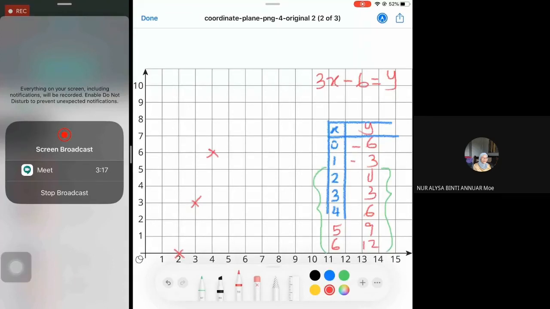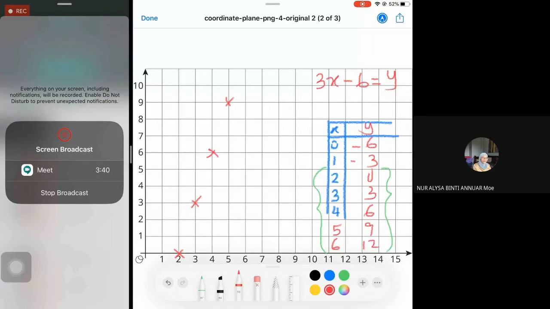Okay. X4, Y6, X5, Y9, and X6, Y12. Oh, dah lebih. 11, 12. Dah kat atas lah. Tak muat lah. Kat atas tak muat. So, tak payah ambil lah.